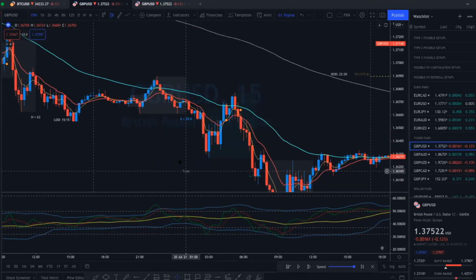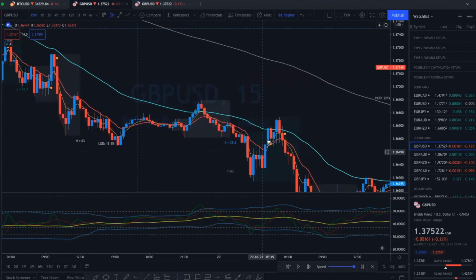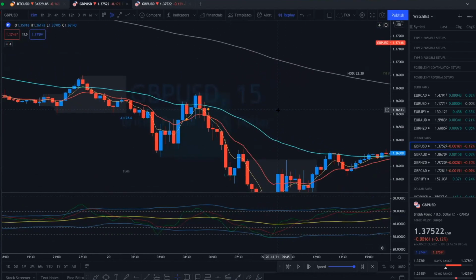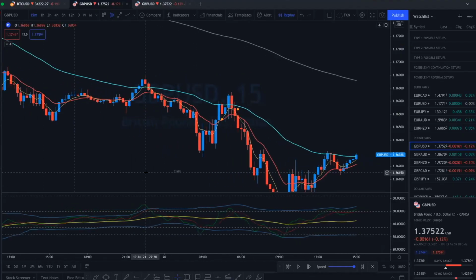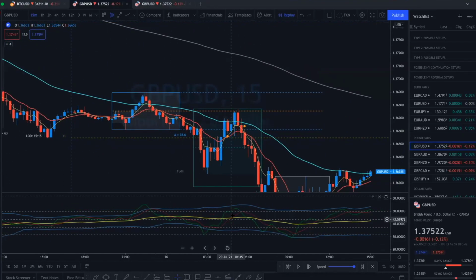Now, so that's how that would work on those kind of examples, type 1s, type 2s. Type 3s, like this one, notice where the price action line is. It's right at the 50 on a type 3.